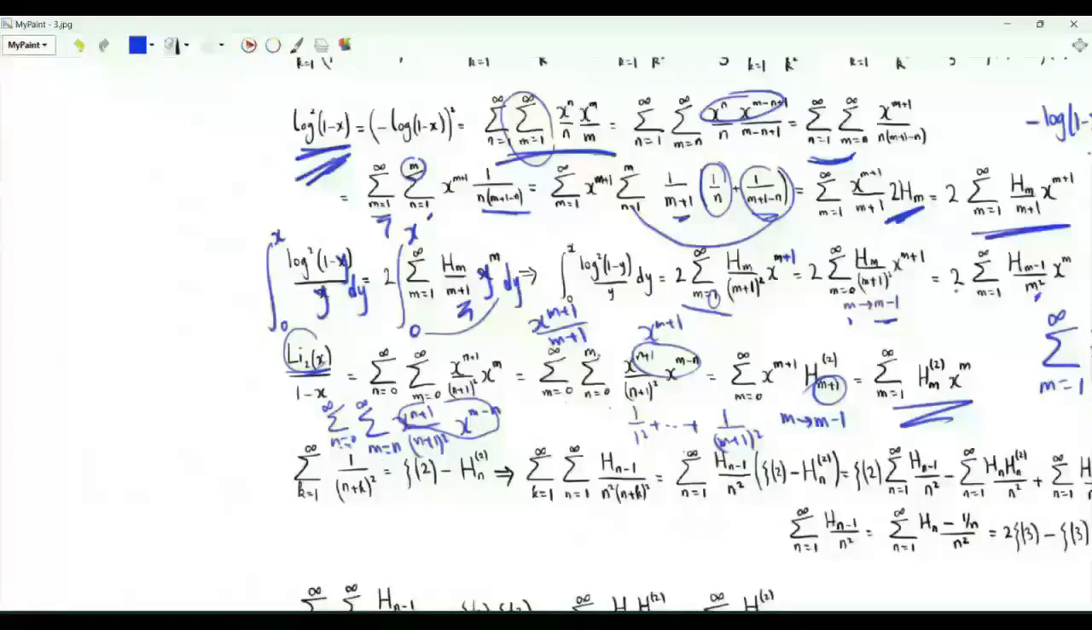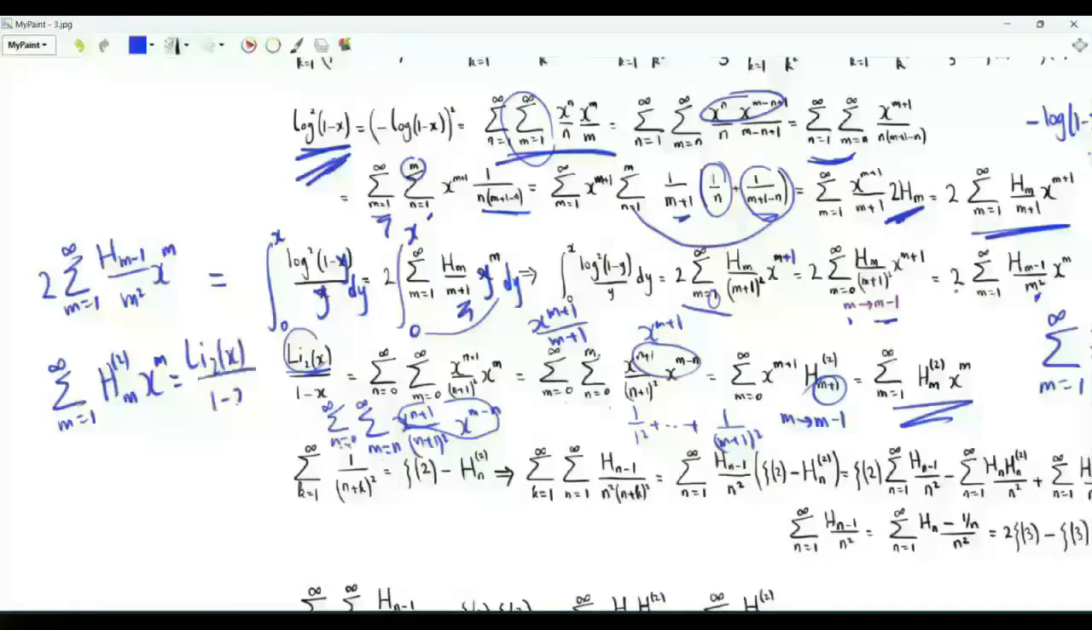Now we have 2 results that we will employ later. 2 times the summation m from 1 to infinity of H_{m−1} over m squared x to the m is equal to the integral y from 0 to x of log(1 − y) squared over y. We have summation m from 1 to infinity of H_m x to the m equal to the dilogarithm of x over 1 − x.